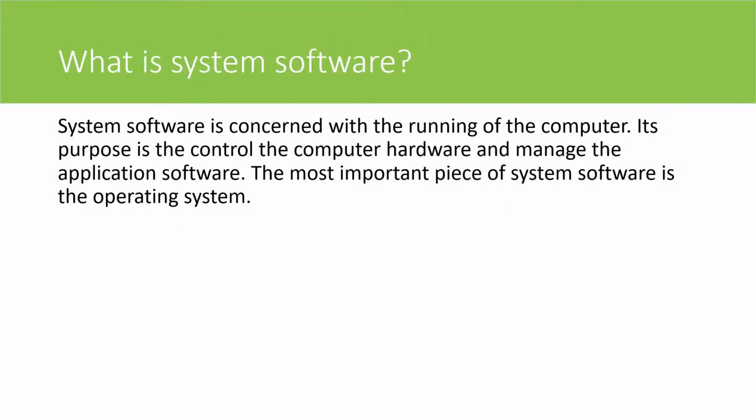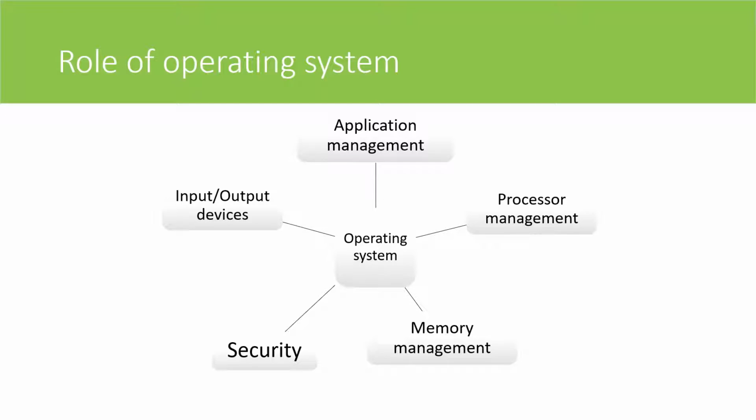So system software is concerned with the actual running of the computer. Its purpose is to control the computer hardware and manage the application software. The most important piece of system software is the operating system. The operating system itself has a whole number of roles, from application management, processor management, memory management, security, and also handling input and output devices. We'll look at each of these in turn now.